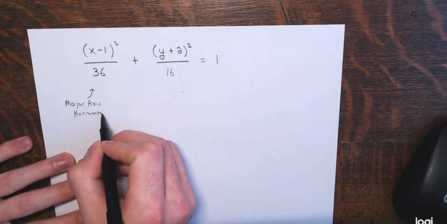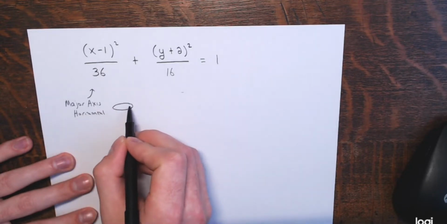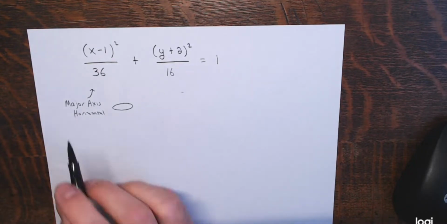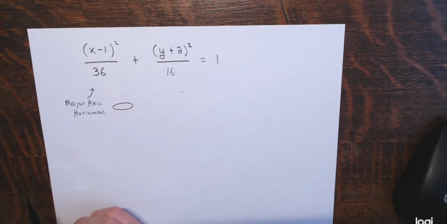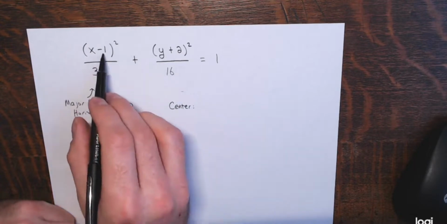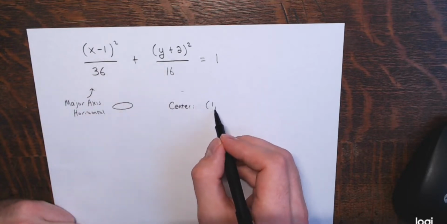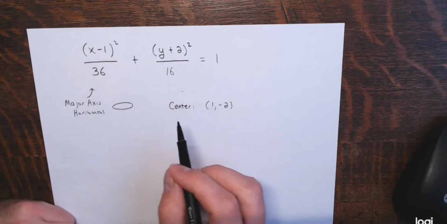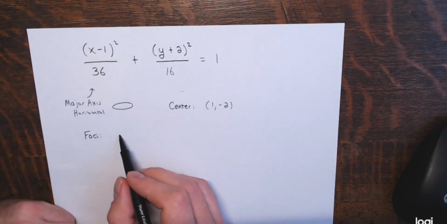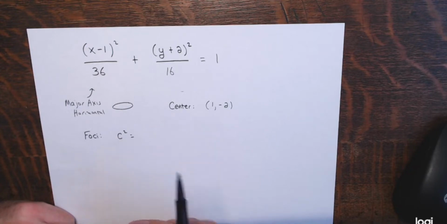And it's going to be longer horizontally than it is vertically, because the larger denominator is under the x term. Okay. Now the center is 1 for x, negative 2 for y. And now if I want to find the foci, like they're asking me for, I just need to find the value of c, that lowercase c number.